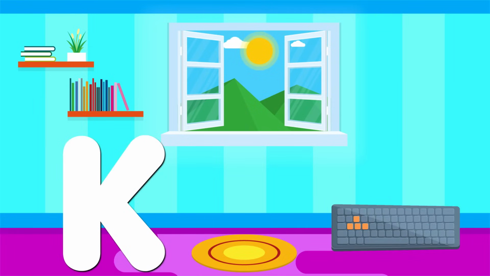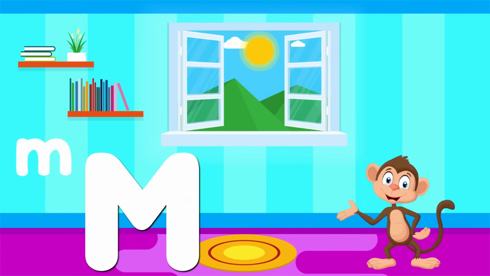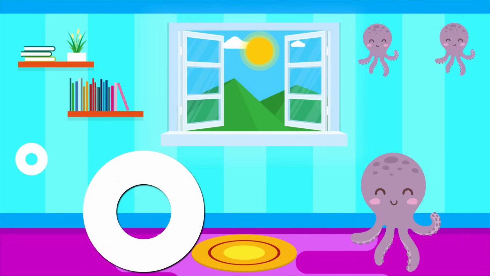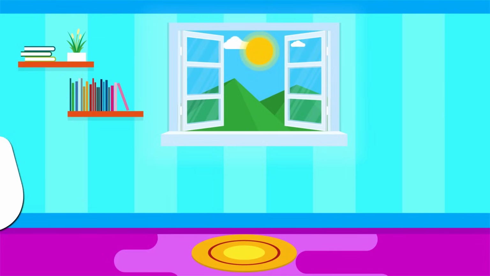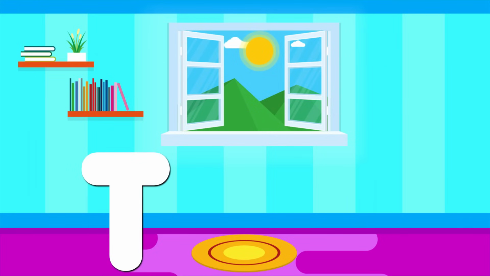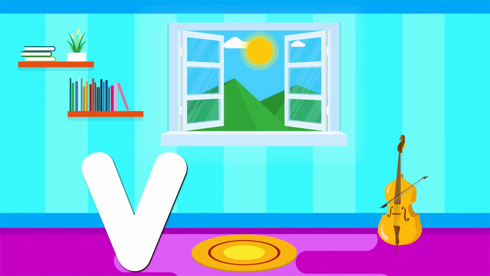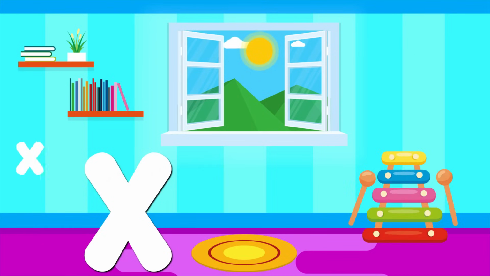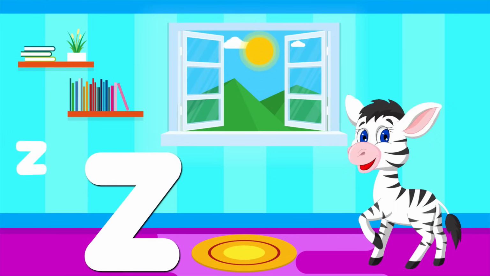K is for keyboard. L is for ladybug. M is for monkey. N is for needle. O is for octopus. P is for parrot. Q is for queen. R is for rainbow. S is for spider. T is for tiger. U is for umbrella. V is for violin. W is for watch. X is for xylophone. Y is for yak. Z is for zebra.